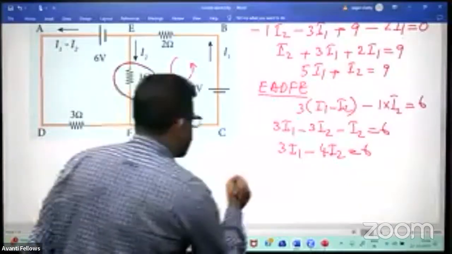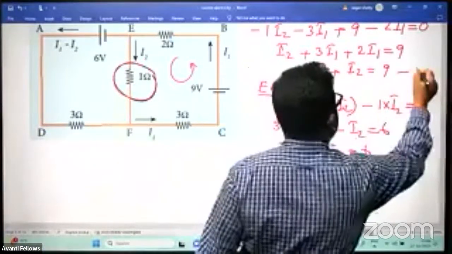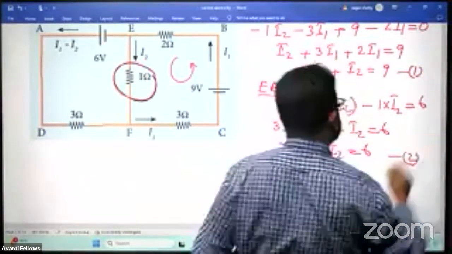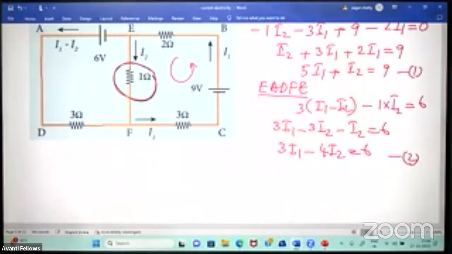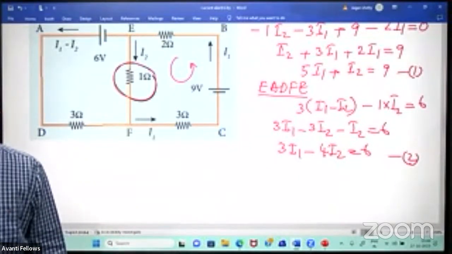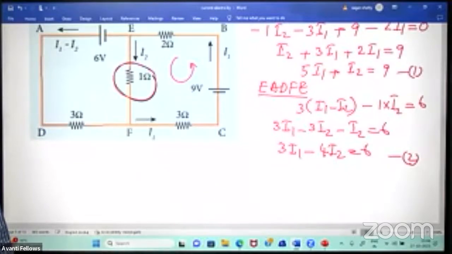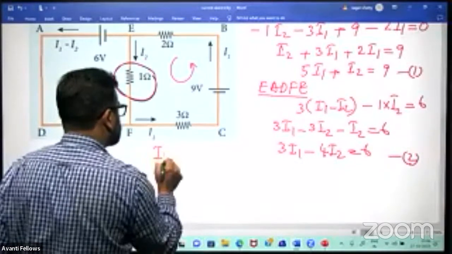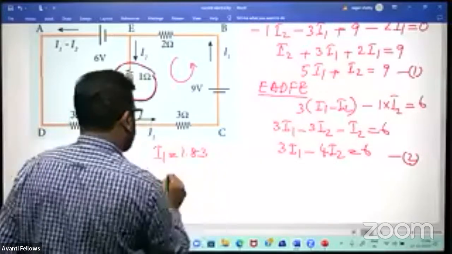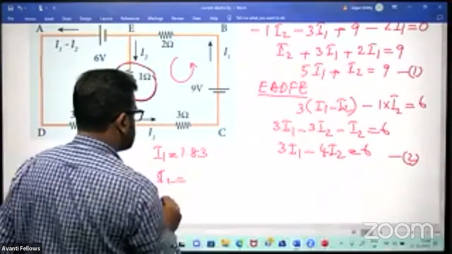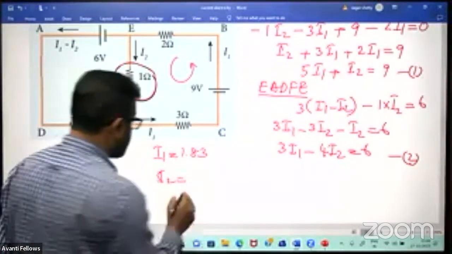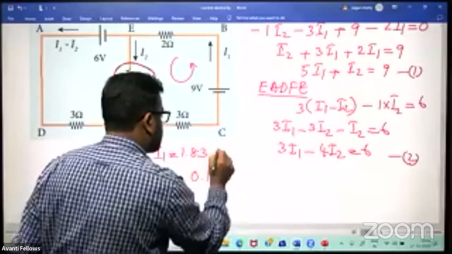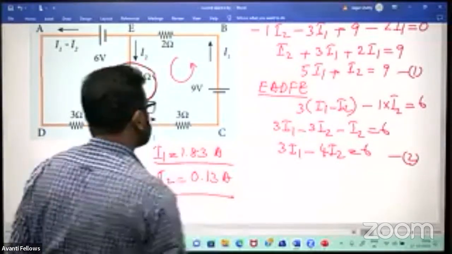Then we can solve for I1 and I2. Two equations are there. This is equation 1, this is equation 2. We can solve equations 1 and 2 for variables I1 as well as I2. Two equations are there and we got two variables also. So we get I1 equals 1.83 and I2 equals 0.13 ampere. Like that we get.